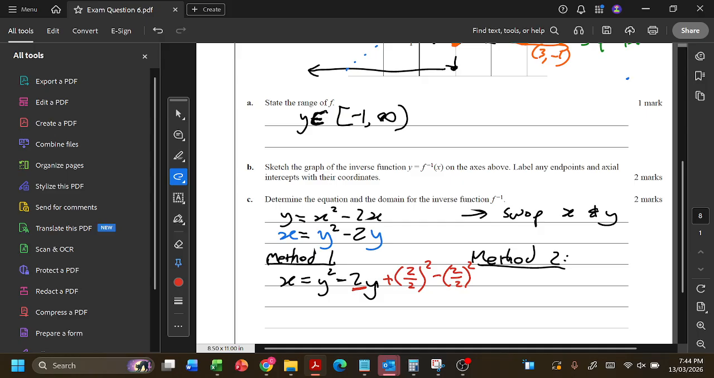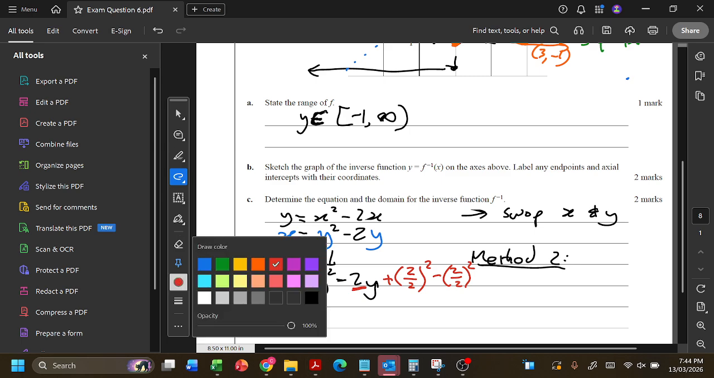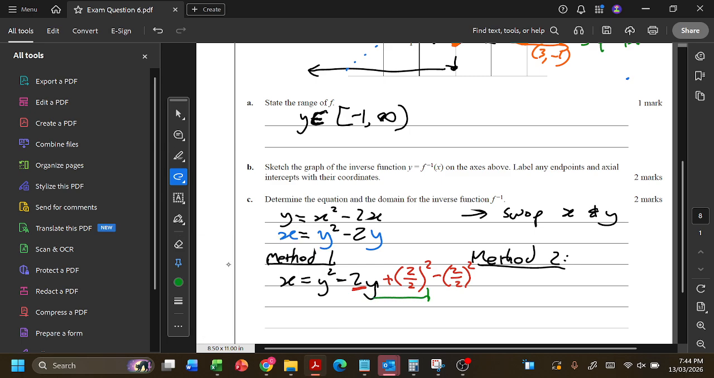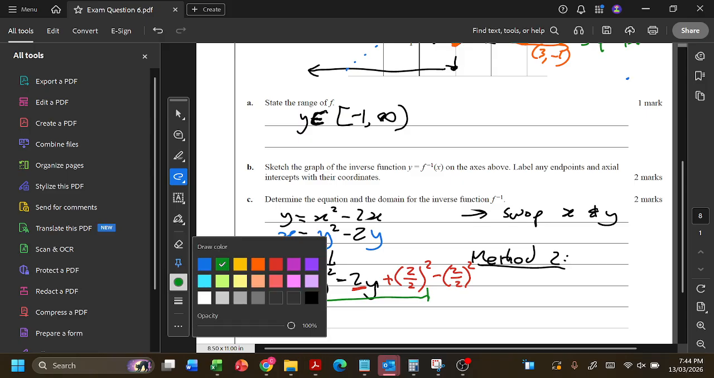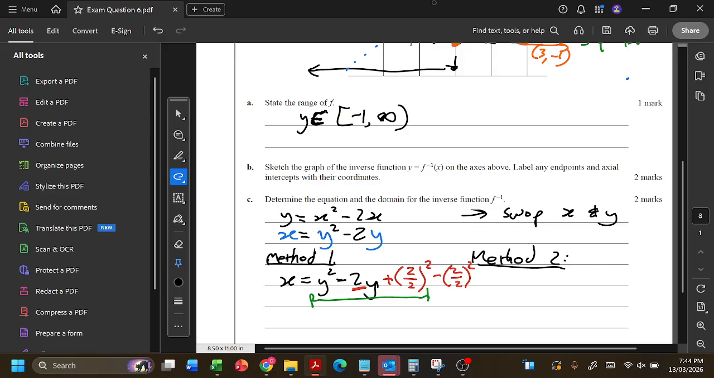We just take that term there, halve it, and then square it, and we're going to add that, and we're also going to subtract that. The first three terms in that little expression that we've created there is a perfect square. Why is that? Well, let's simplify it. This is y squared minus 2y plus 1 minus 1, because of course 2 divided by 2 is 1, and 1 squared is also 1, right?